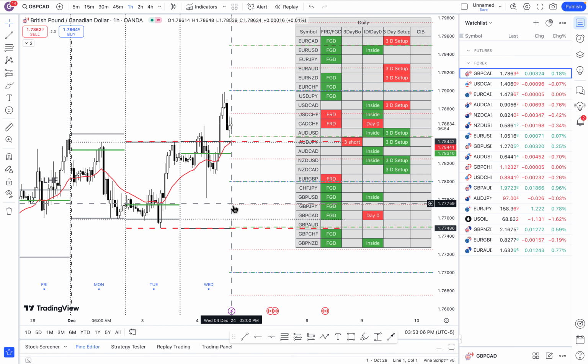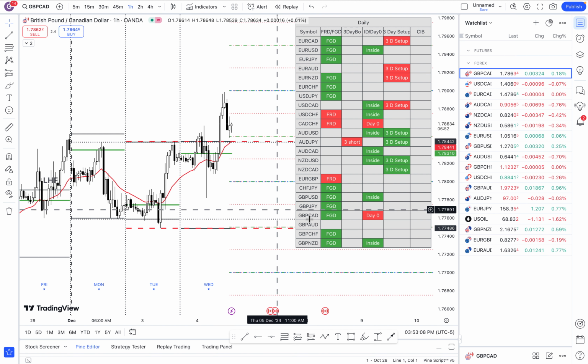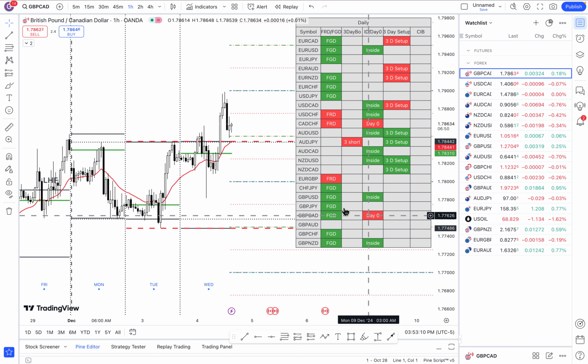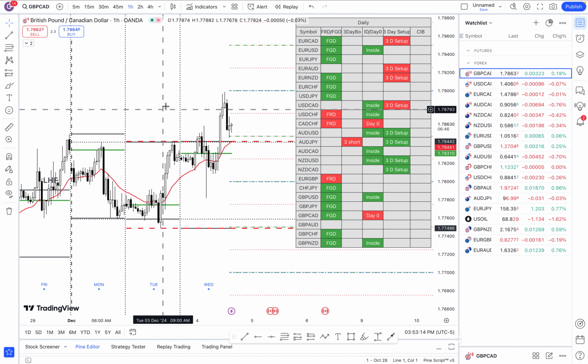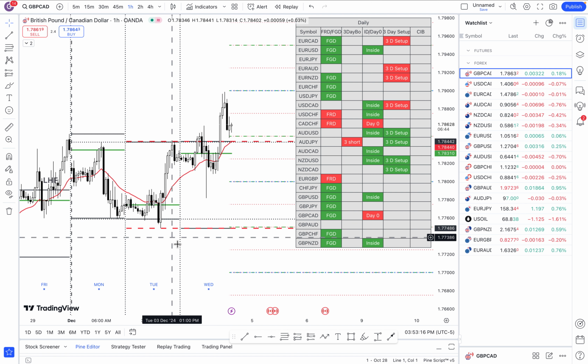So we're going to start with the GBP card. GBP card closed as an FGD and a day zero. We come to our chart. Is that true? Was it an FGD? Was it a day zero? Yes, it was an FGD and it was a day zero.